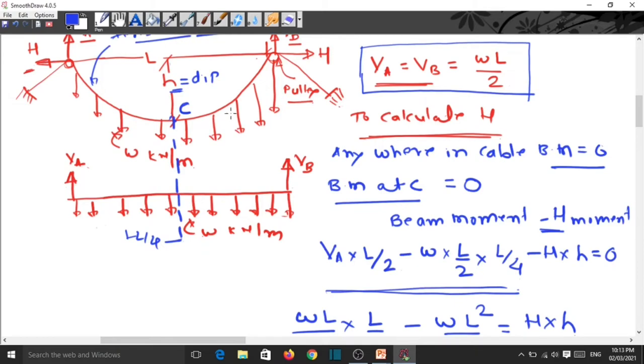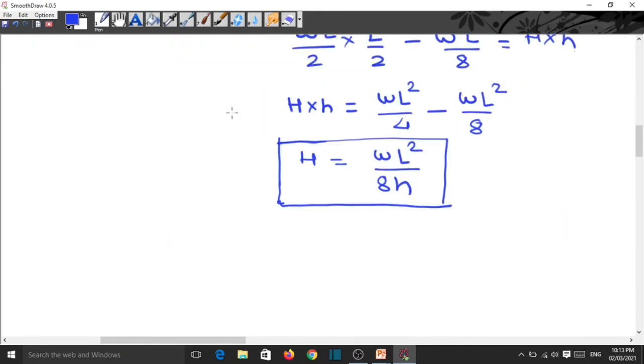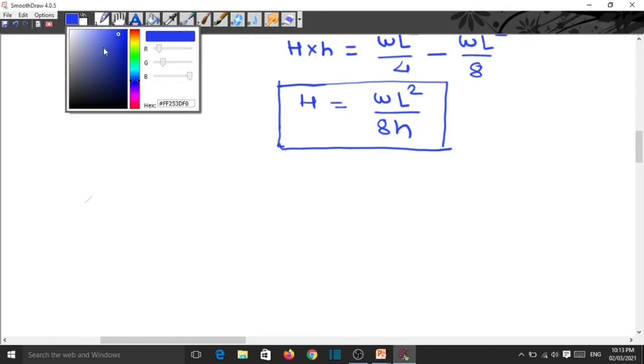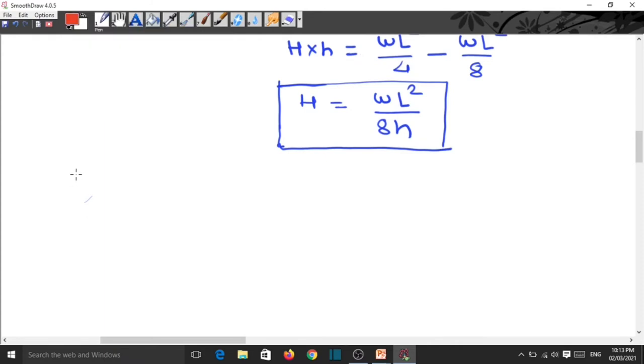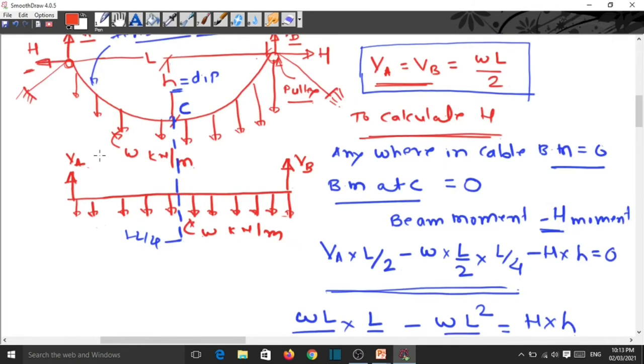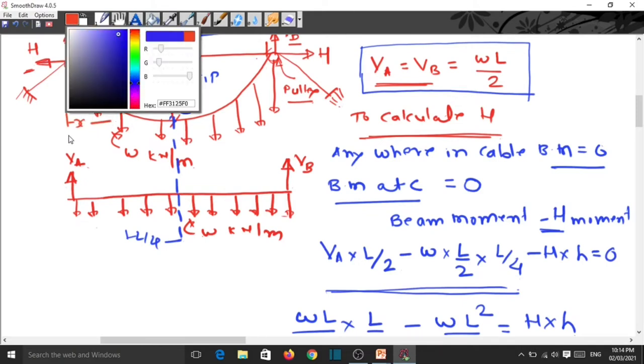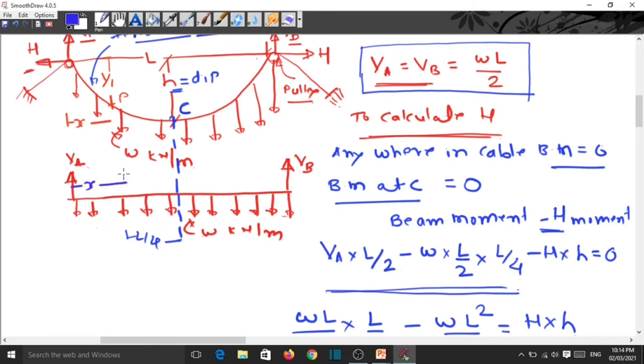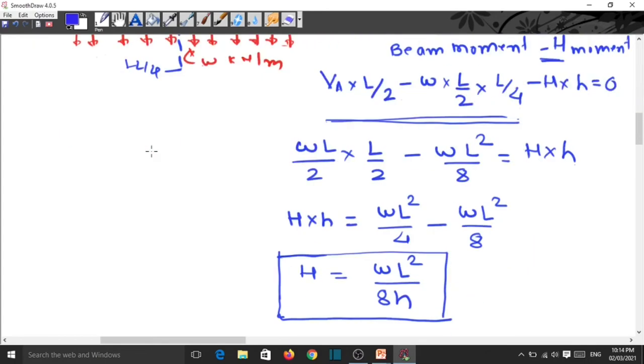Now if you take anywhere the bending moment in the cable, suppose any point P on this cable, and this height is the Y, and this distance is the X. So here this distance also is the X, and this depth is the Y. Now our aim is to find the profile of this cable. So now the bending moment at the distance X.